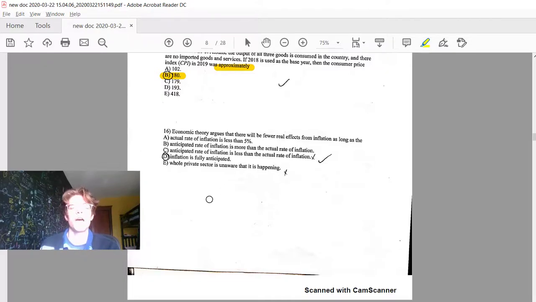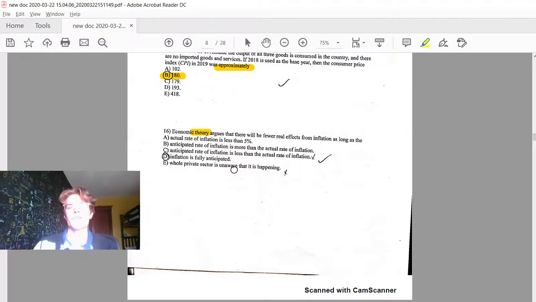Okay, so economic theory argues that there will be fewer real effects from inflation as long as the... When I talked with a couple of my friends, they were like, well, inflation can never be fully anticipated, so like D cannot be correct, which is probably right. But this is economic theory. Theory doesn't have to be reality. That's like the point of theory, right? So if inflation is fully anticipated, if we know how much inflation is going to be in the next year, then we can adjust all wages, everything accordingly, so that nothing really happens.